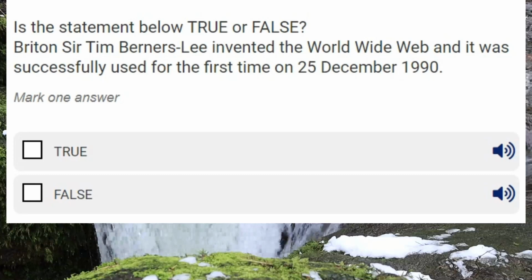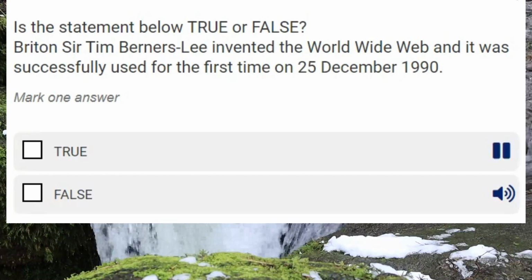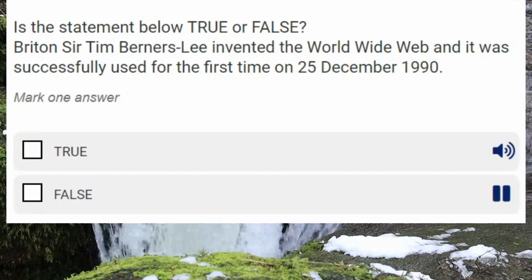Is the statement below true or false? Sir Tim Berners-Lee invented the World Wide Web and it was successfully used for the first time on the 25th of December 1990. True. False. The correct answer is true.